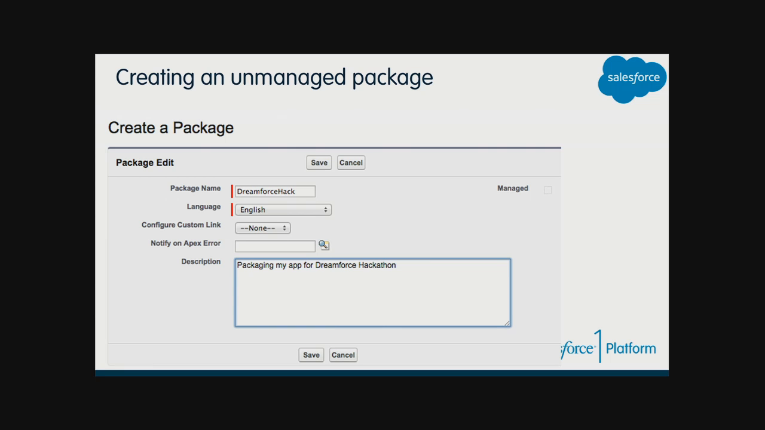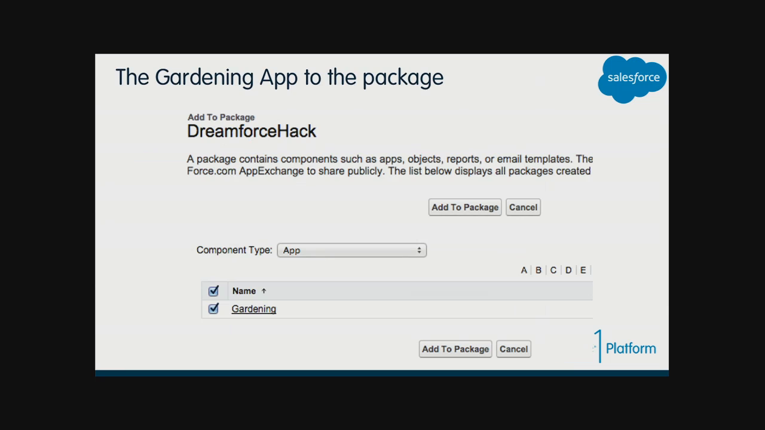So creating something called Dreamforce, I'm just going to give it a description. And then I've got a package ready, and I'm just going to select app. If you didn't use an app, if you're just creating objects, then you would just select a different component type and just add the components manually one by one.